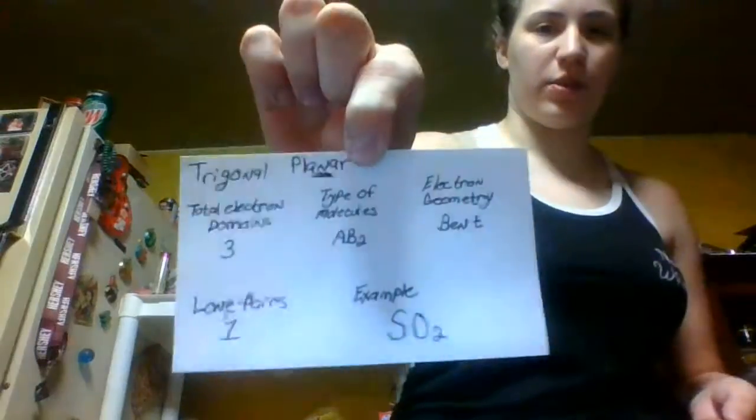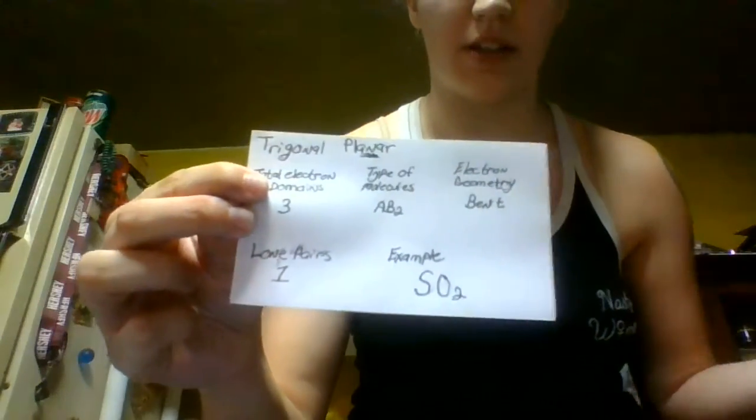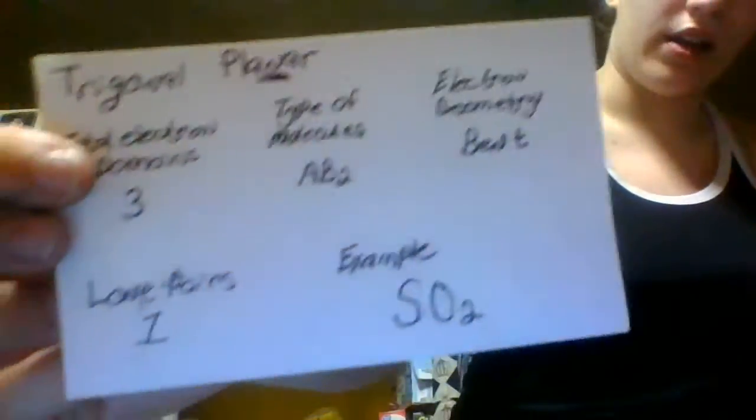So for the trigonal planar, like I said, here the total number of electron domains is 3. The type of molecule is AB2. Electron geometry is actually bent. That's why it was more of, I guess you could say this way, like the central, and then it veered off into 2, so it was like a triangle shape, hence trigonal planar. It has 1 lone pair, and an example of this is SO2.